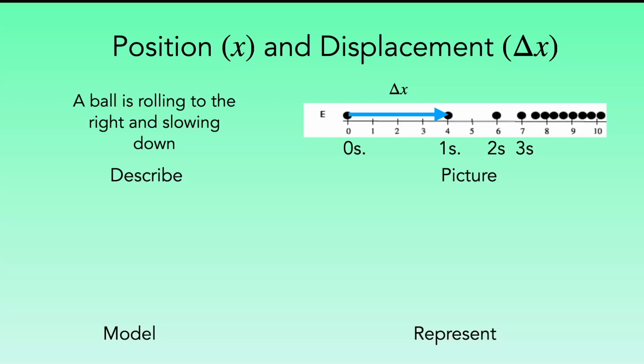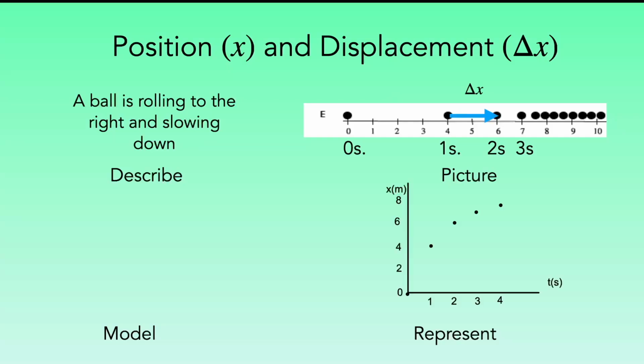So it's 2025 and I'm 65 years old. In 2023, I was 63 years old. My change in age is 65 minus 63 equals 2. It wouldn't make sense to do 63 minus 65. It's always the last minus the first. So 4 minus 0 would be my delta X. For this one, 6 minus 4, 2 would be the delta X.